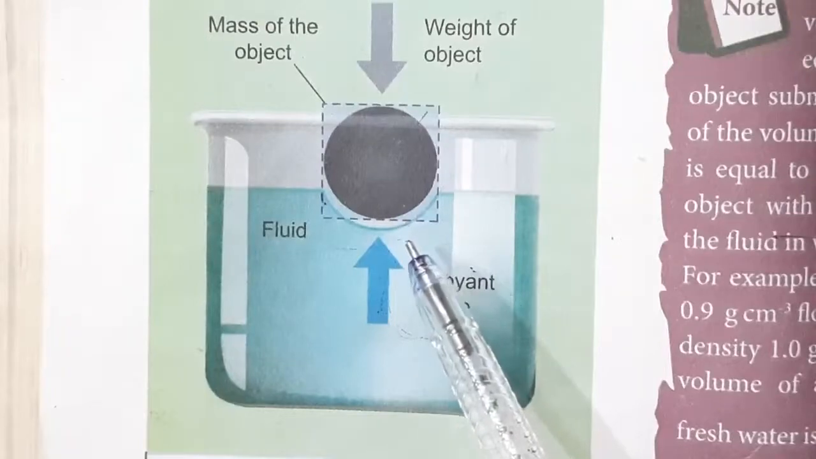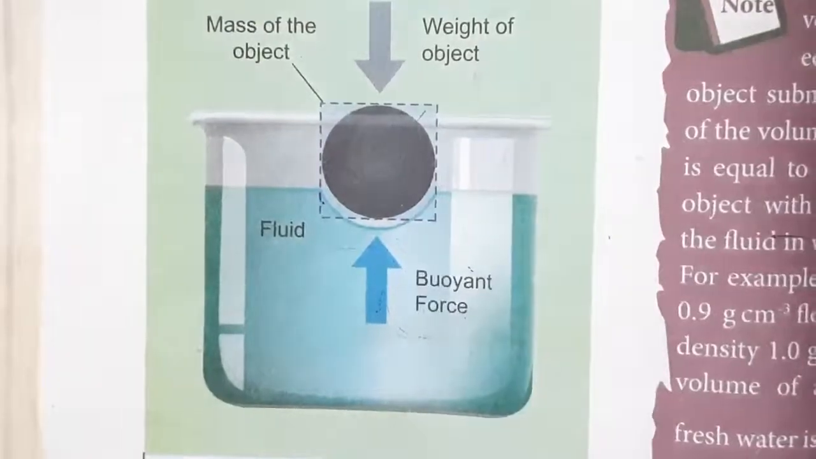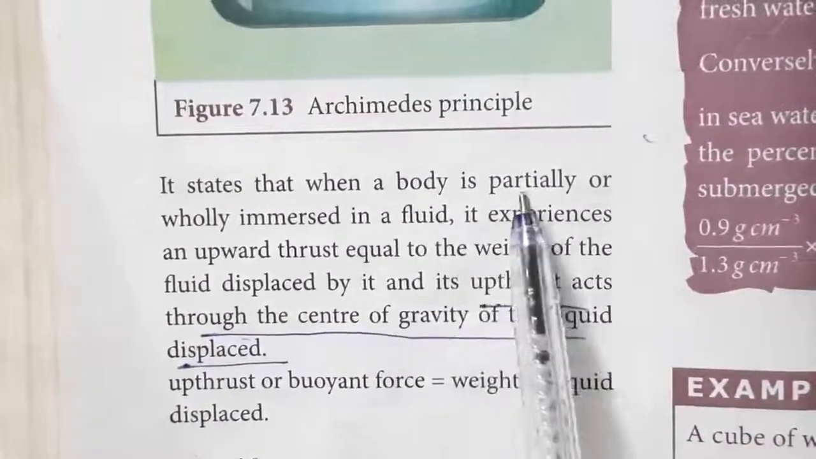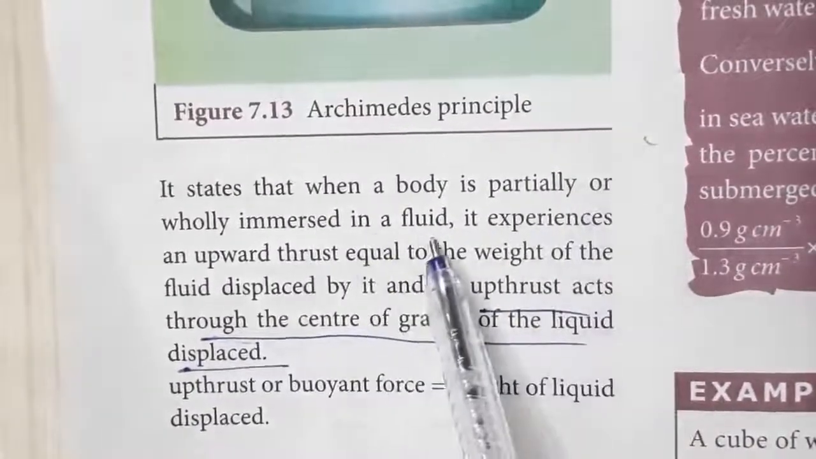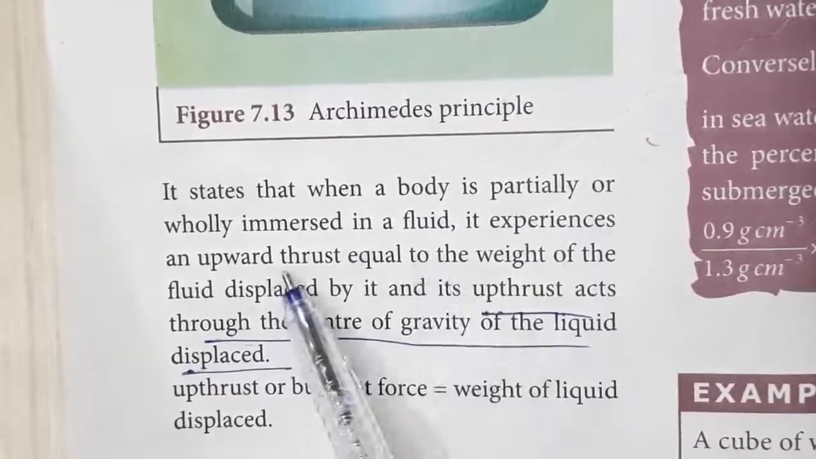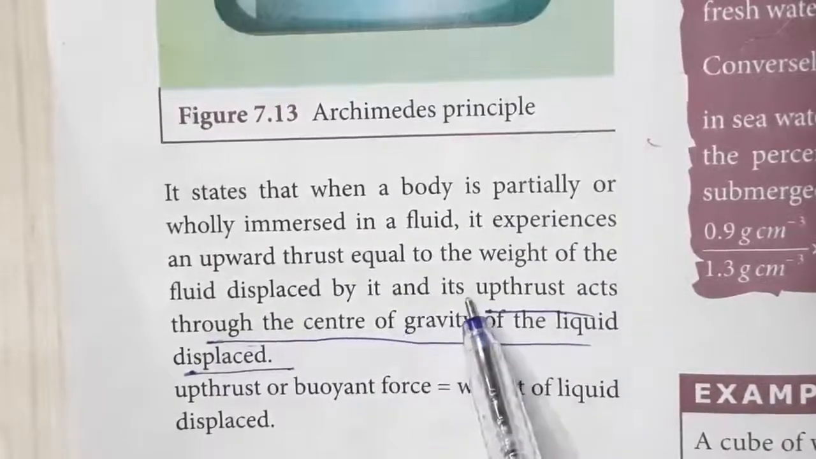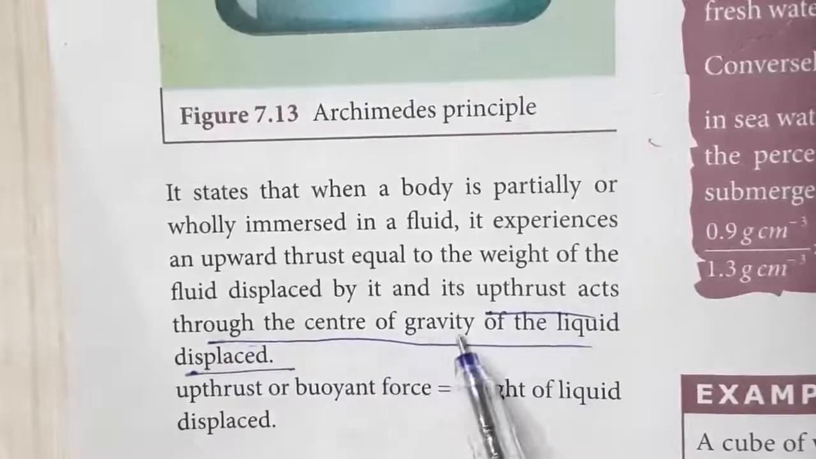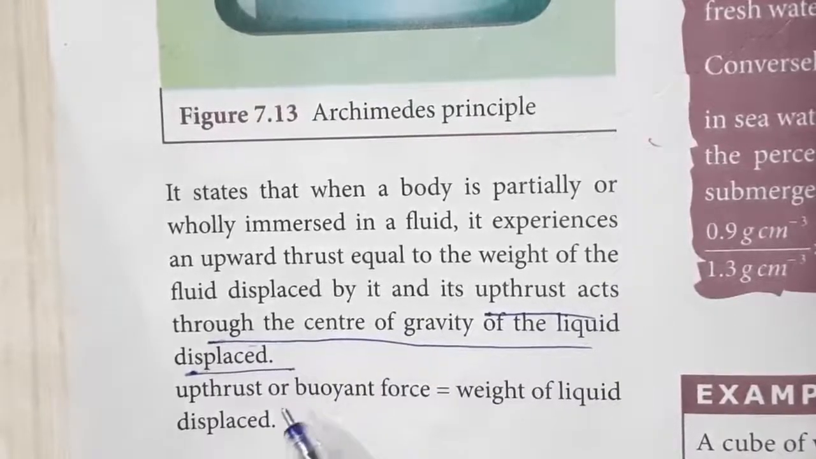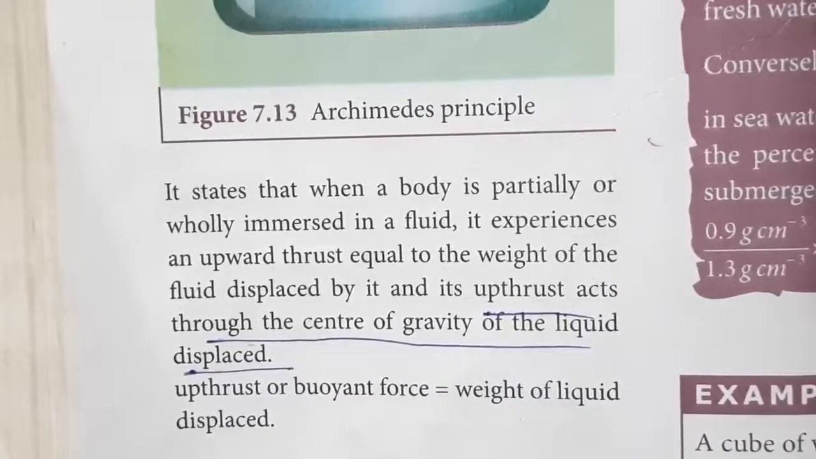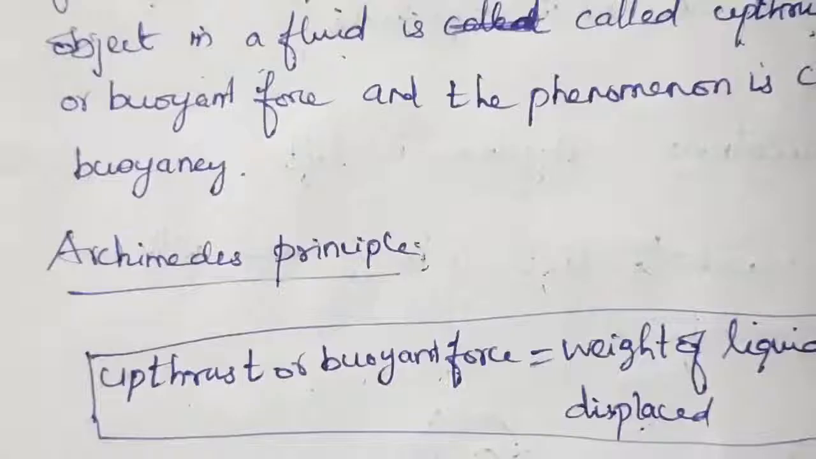Understand? So that is known as Archimedes' principle. So listen, it states that when a body is partially or wholly immersed in a fluid, it experiences an upward thrust equal to the weight of the fluid displaced by it, and this upthrust acts through the center of gravity of the liquid displaced. So upthrust or buoyant force is equal to the weight of the liquid displaced.